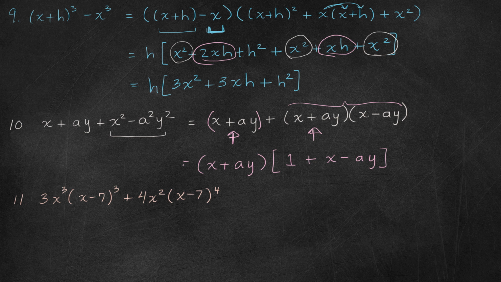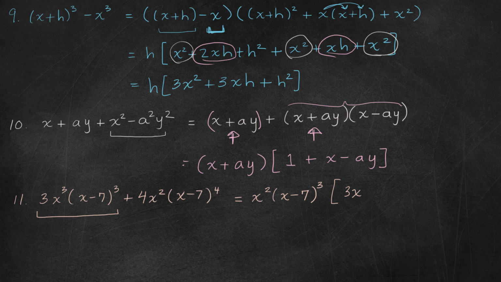Now here we have some common factors in each one of these terms. So I'm going to factor out the greatest common factor, which is x squared times (x minus 7) cubed. That's what I'm factoring out of each of these terms. When I factor it out of this term, remember factoring out means dividing by. So when I divide this by x squared, I'm left with a 3x.